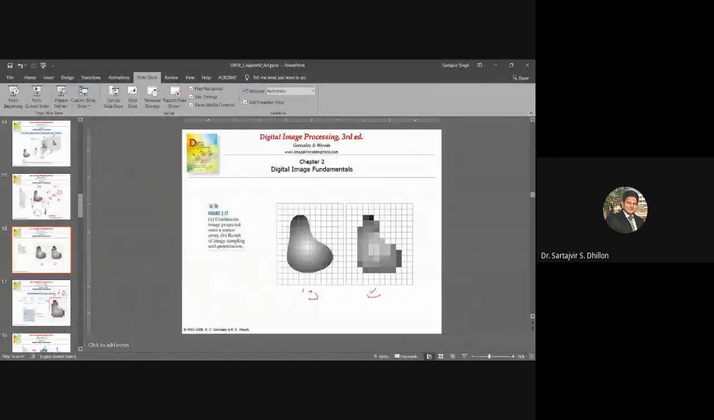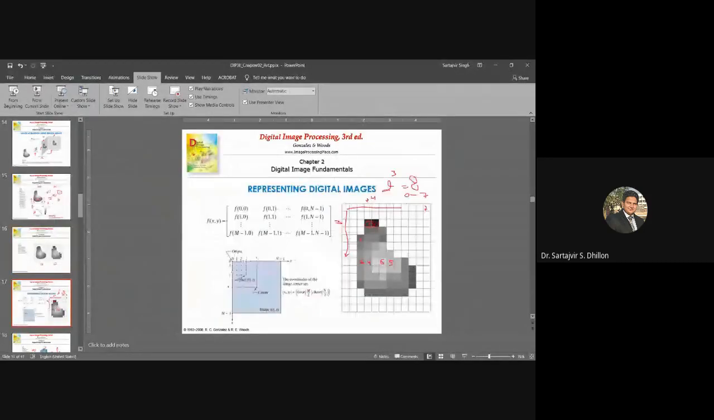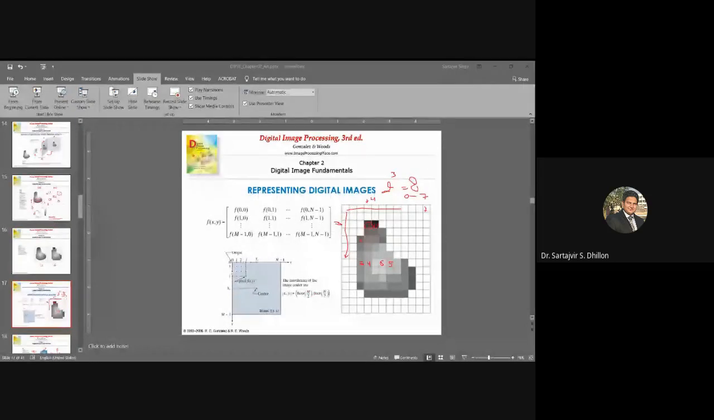And yes, if there is any question related to this, please ask me. Also note that this is a very brief introduction to the different operations of digital image fundamentals, and we will do them in detail in the upcoming lectures. So if you have any questions regarding this particular chapter, that is chapter 2, then please ask me.